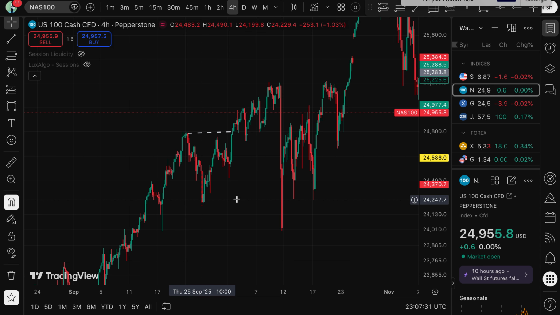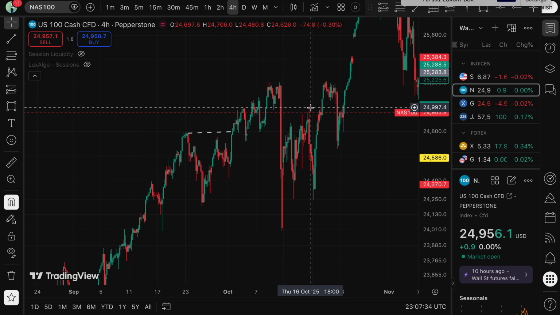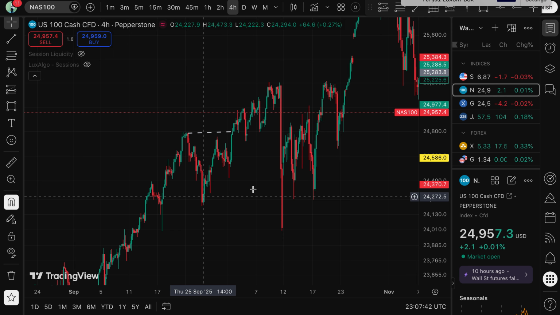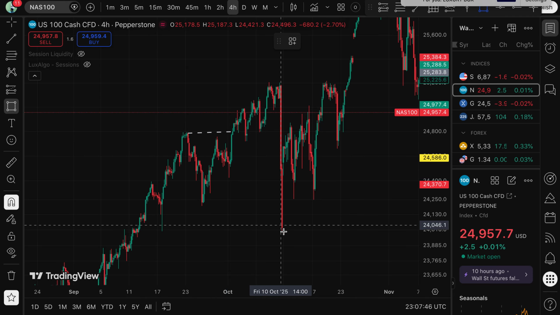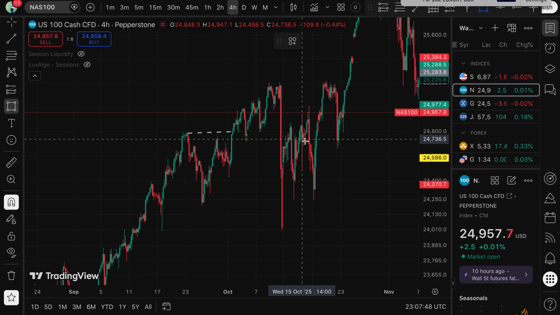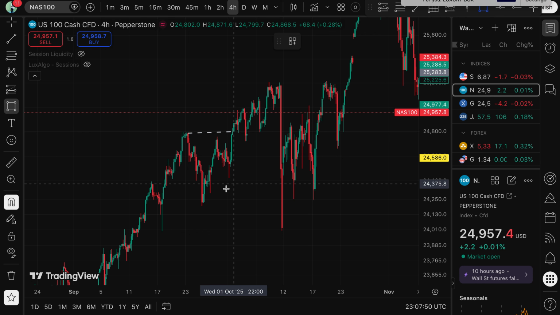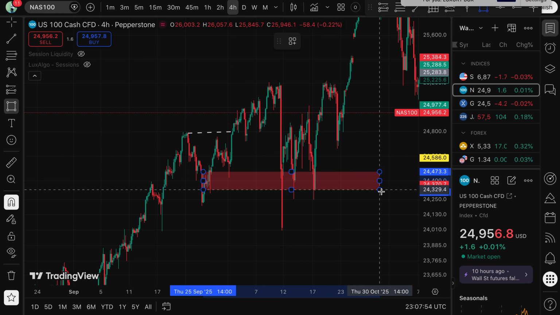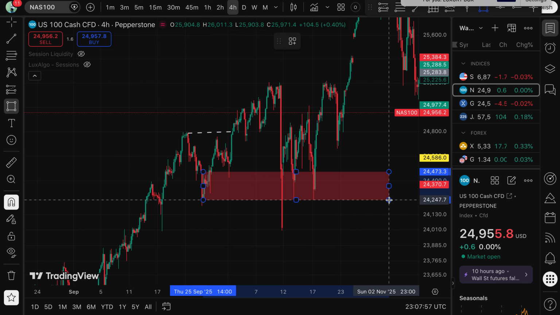Notice after sweeping this level, it pushed up a bit and came back to reclaim that level. Normally, it shouldn't have swept this level. Normally, it should have reacted from this level and start pushing towards upside, but it didn't. This leg swept the level, and the market pushed up a bit towards upside and came back to still reclaim this level again.